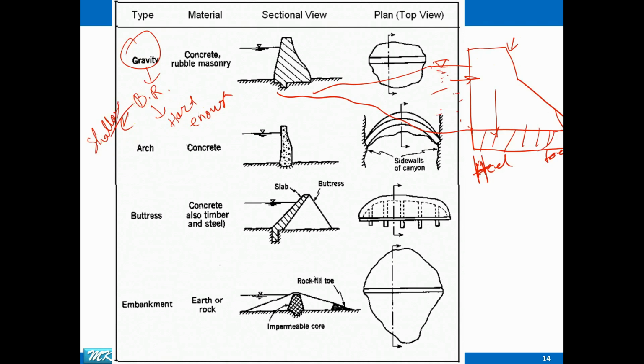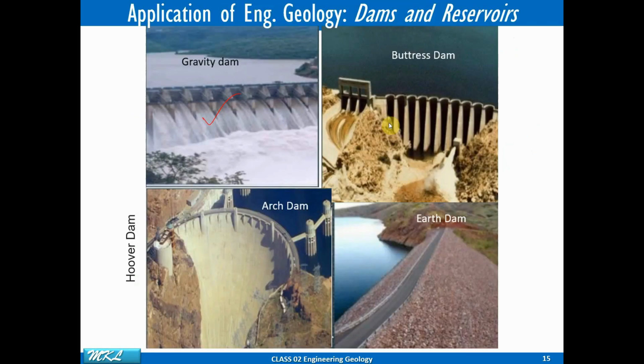Second type of dam is your arch dam. So the shape and the design of the arch, as the name suggesting, if you see from the top, you will be seeing arch dam like this. Okay, let me show you the arch dam. Okay, this is the arch dam.